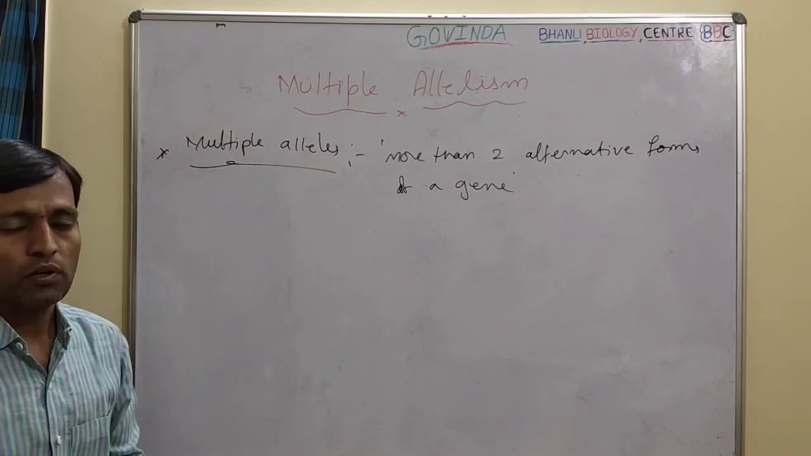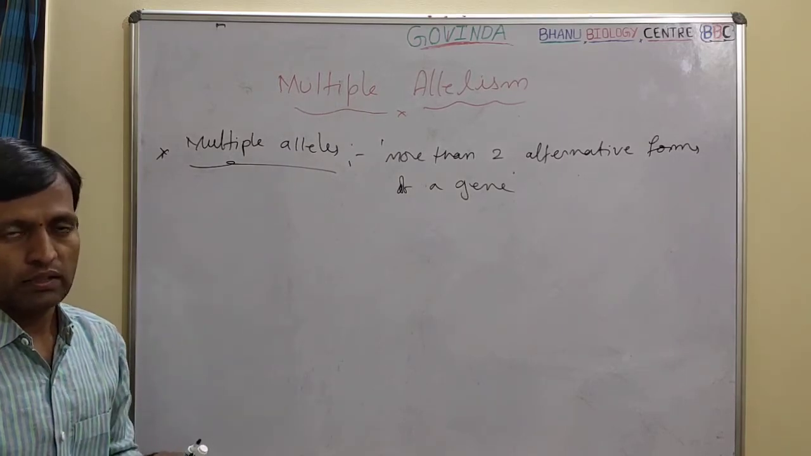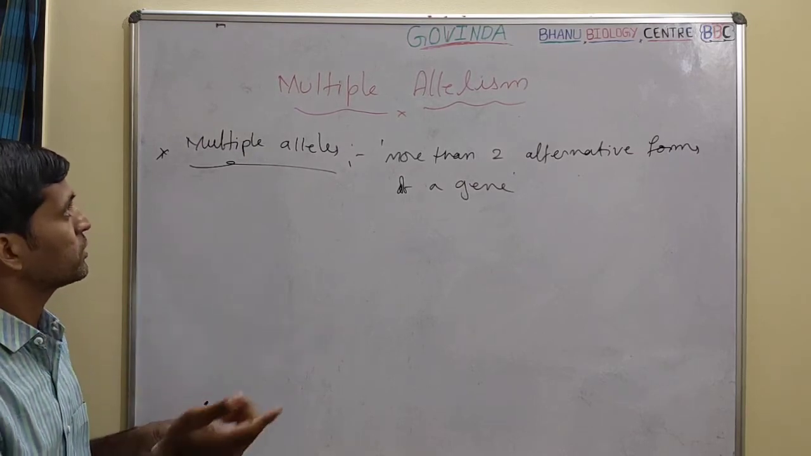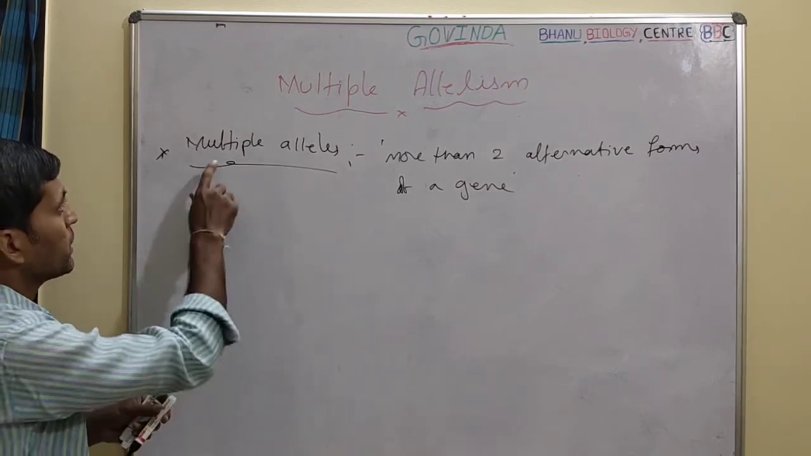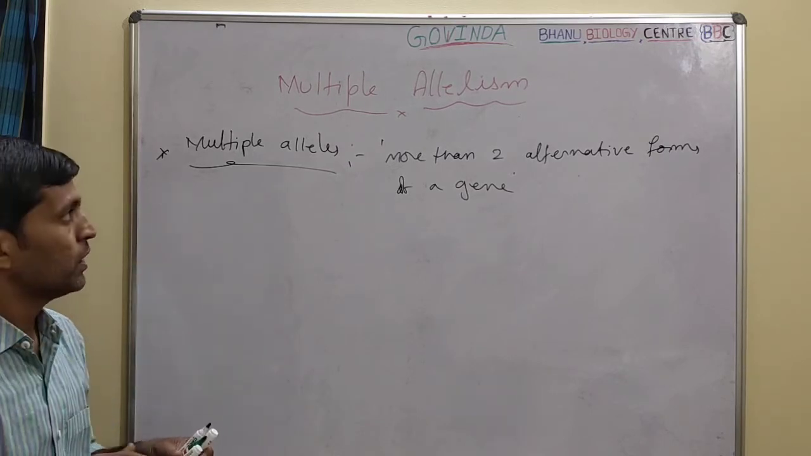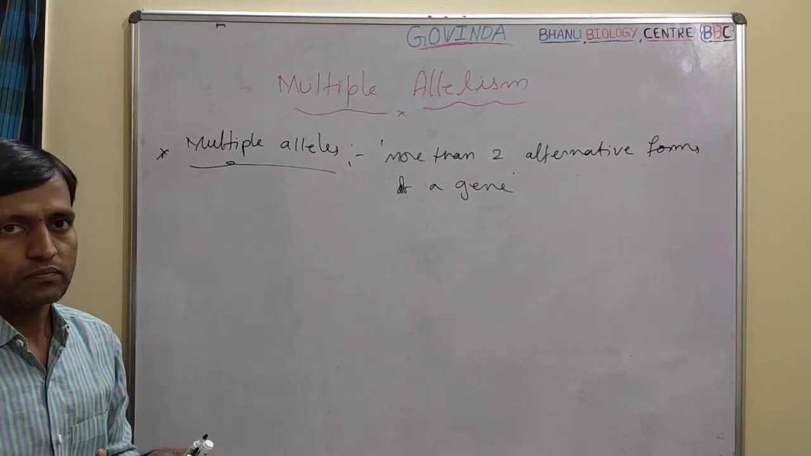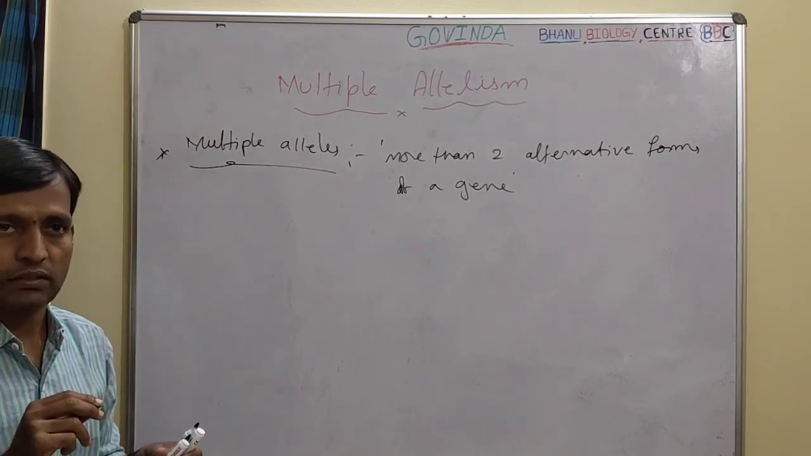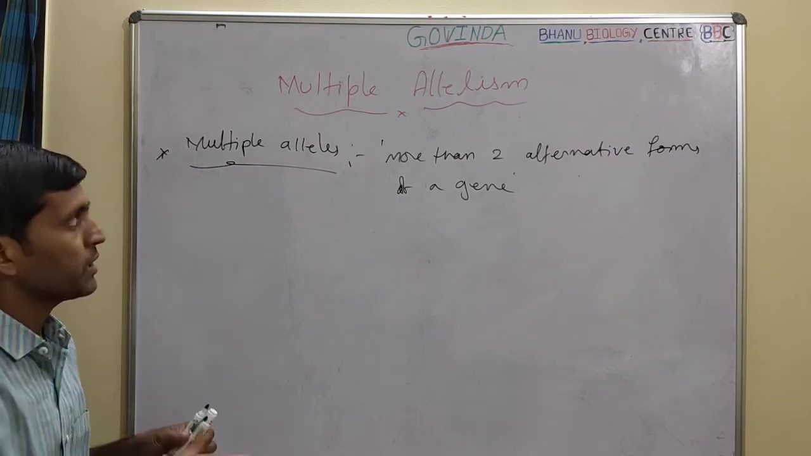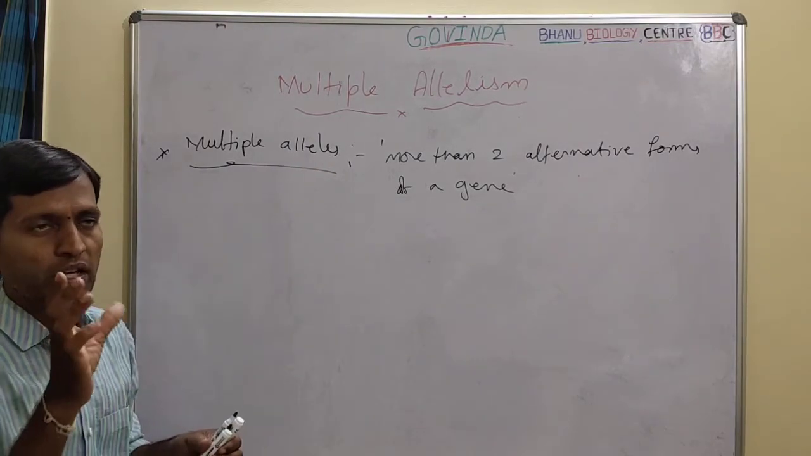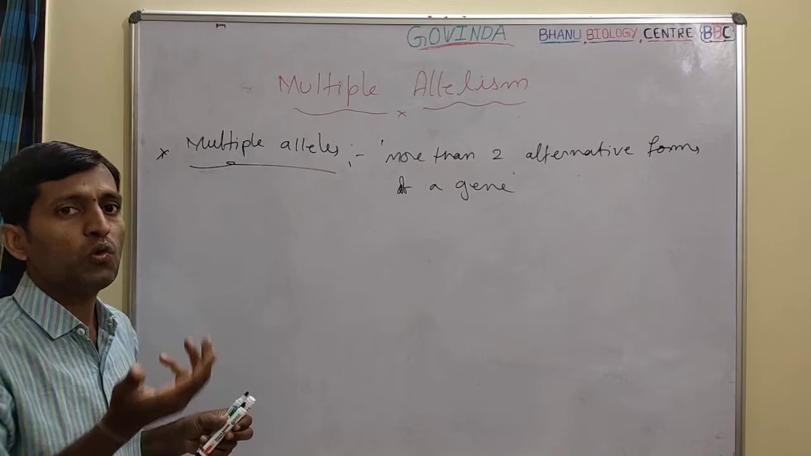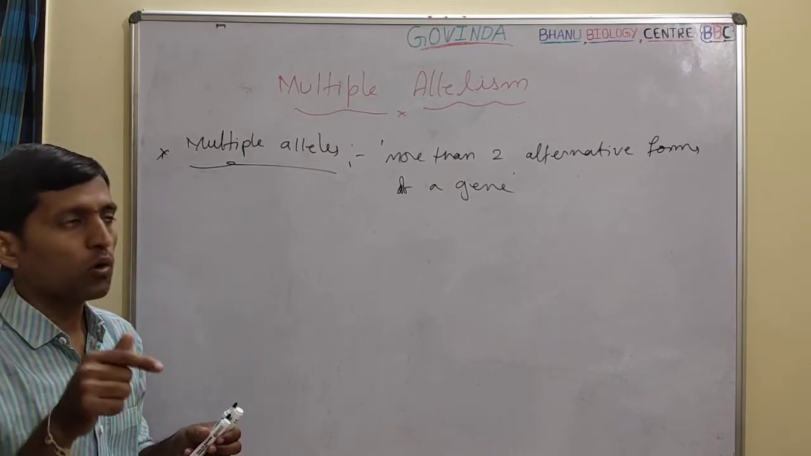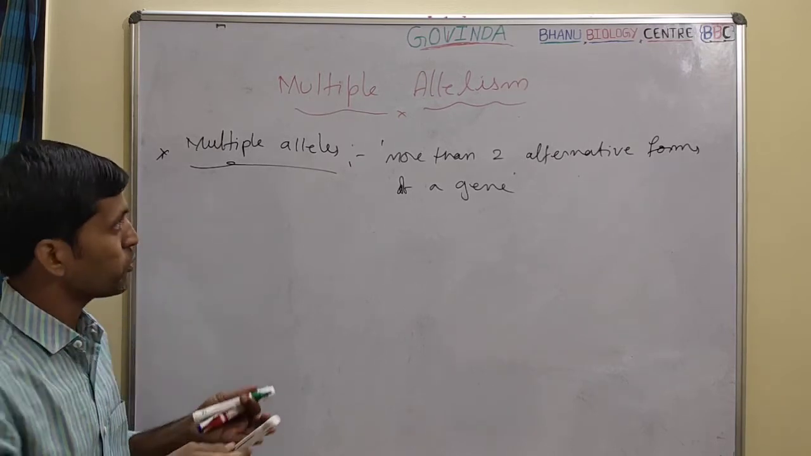The presence of more than two alleles in the same locus on the homologous chromosome is called multiple allelism. Multiple means many, so more than two. In the general case, a gene has two alternative forms, two alleles present on the same gene, but here the condition is different. How many alleles are present? More than two alleles present on the same locus on the homologous chromosome.